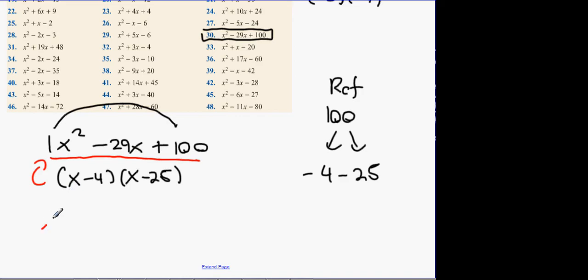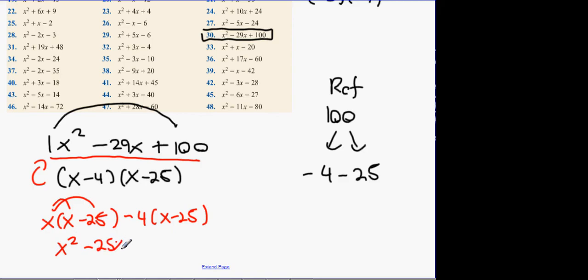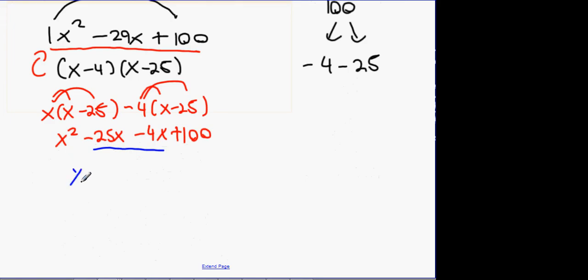So multiply this out for me. x bracket x minus 25, minus 4, x minus 25. Now look what happens here. x times x, x squared. x times minus 25, minus 25x. Minus 4 times x, minus 4x. Minus 4 times minus 25, and multiplying, plus 100. Well done. Now, what about these 2 here? They can go together to minus 29x.